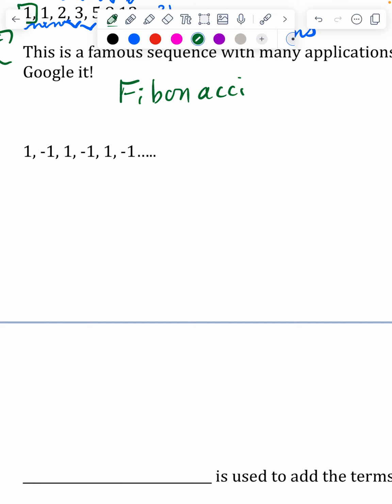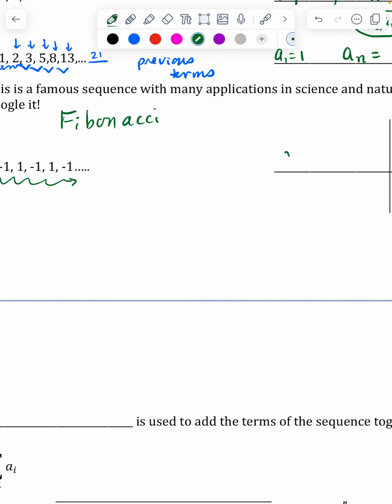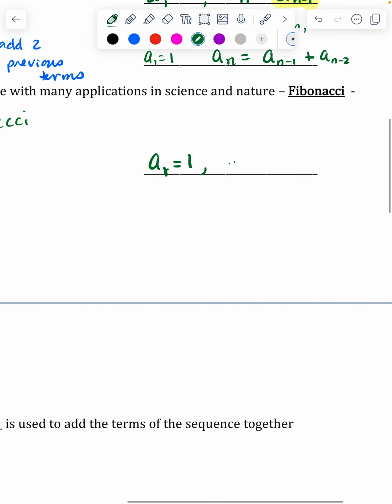Okay, so this we've seen also, and we knew how to write it explicitly, but now we have to say, okay, start with 1. And then how do you get 1 to turn into -1? Well, you multiply it by -1. How do you get -1 to turn into +1? You multiply it by -1. So our second equation is going to say, well, once you start at 1, to get all the other terms, take -1 times your previous term.